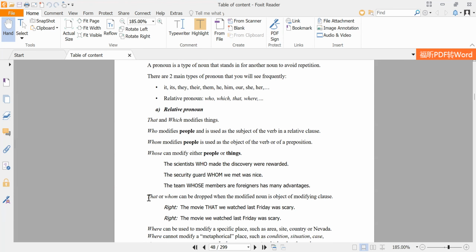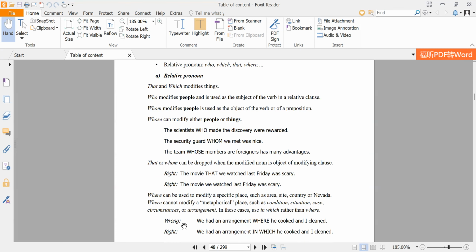Another thing to remember is that that or whom can be dropped or omitted if they are used as objects for a subject-verb clause that follows. For example, the movie that we watched last Friday was scary. You can drop the relative pronoun that to have: the movie we watched last Friday was scary. This is good enough.